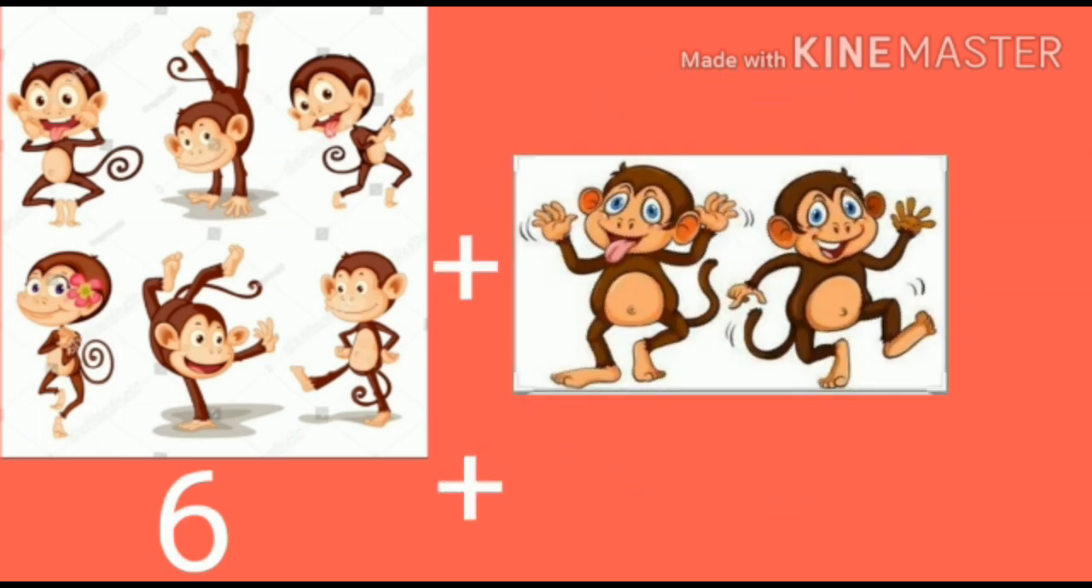Now 2 more monkeys come and join them. So, how many monkeys are all together? In this sum, first we keep 6 monkeys in our mind and add 2 more monkeys by counting forward 2 steps more. So we get total 8 monkeys.